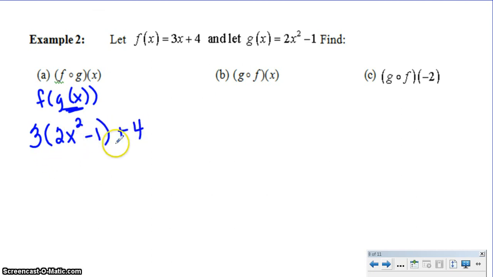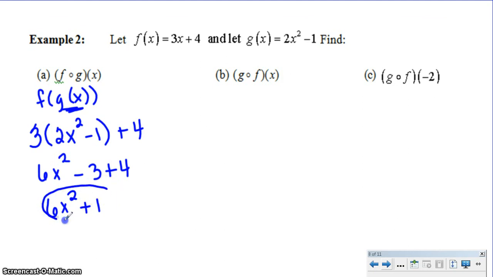At this point, simplify. So I'm going to distribute the 3. So I get 6x squared minus 3. And then add the 4 to the end. Keep going. 6x squared plus 1. I cannot simplify any further, so that would be my final answer.